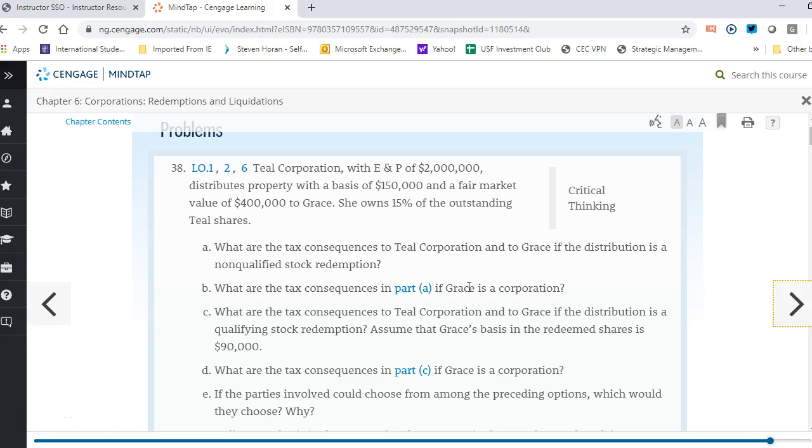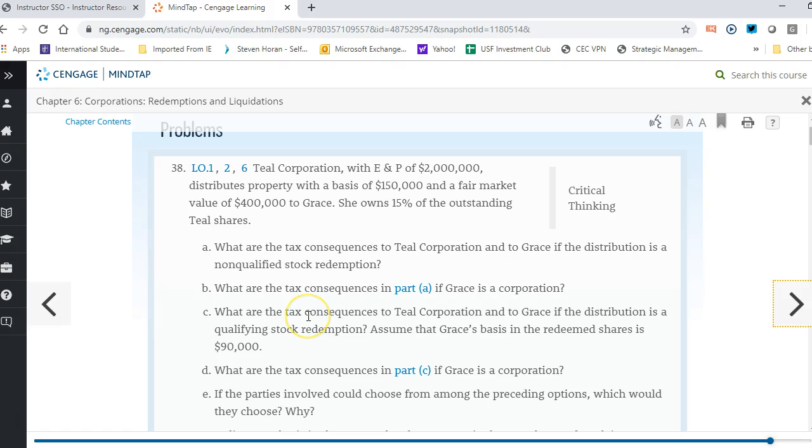So she'll treat as the corporation, so I'm saying she, but the corporation, Grace Co., will receive a dividend of $400,000 and then automatically deduct 50% of that, $200,000, as non-taxable. So $200,000, no taxes paid on. The other $200,000, tax would be paid on at the corporate rate of 21%.